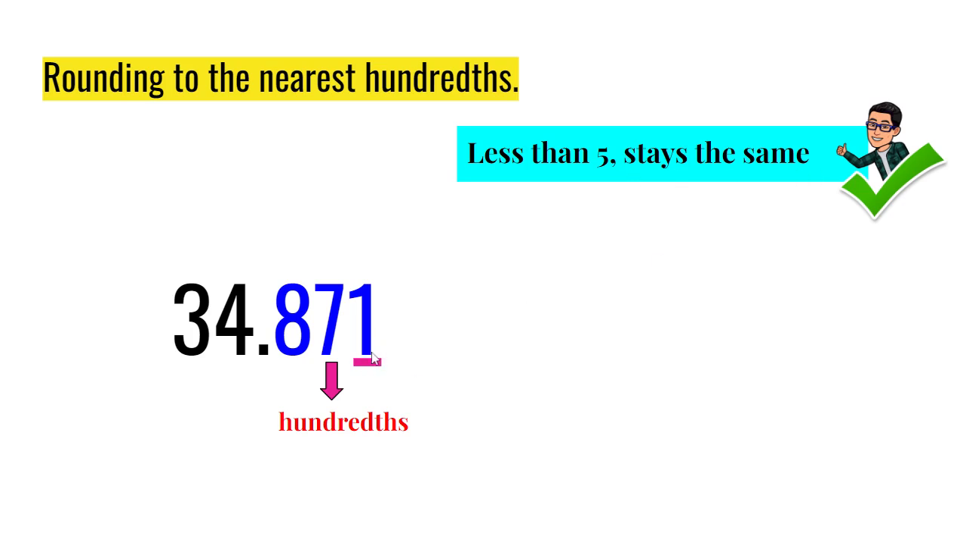If the neighbor number is less than 5, the number 7, or the number that you want to round, will stay just the same. So this number will be 34.87. The 7 stays the same.